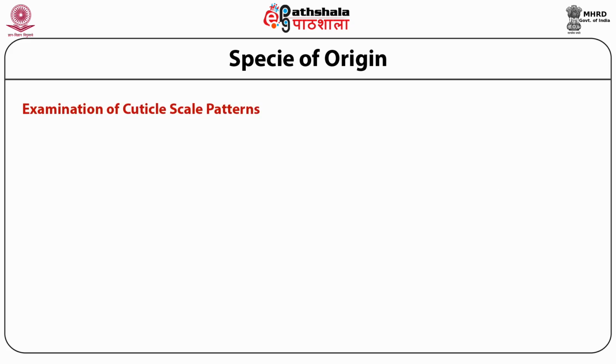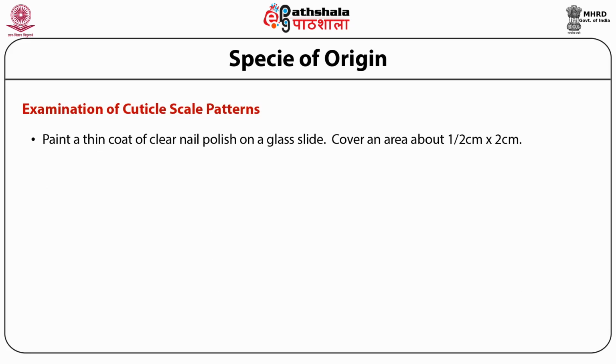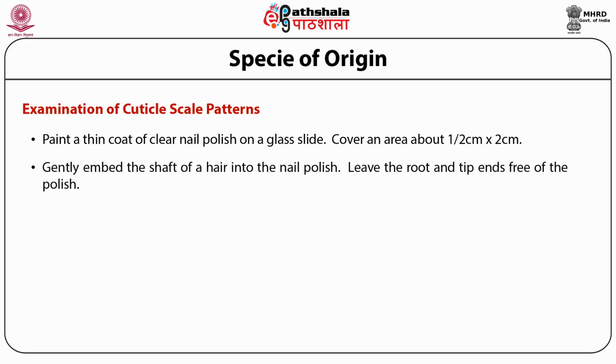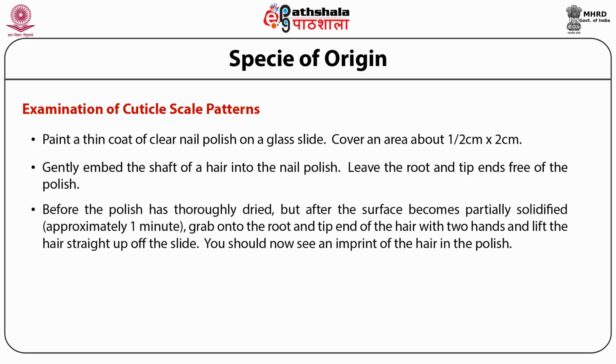Examination of cuticle scale patterns. First, paint a thin coat of clear nail polish on a glass slide. Cover an area about 1.5 cm by 2 cm. Second, gently embed the shaft of a hair into the nail polish. Leave the root and tip ends free of the polish. Third, before the polish has thoroughly dried, but after the surface becomes partially solidified, that is, after 1 minute, grab onto the root and tip end of the hair with two hands and lift the hair straight up off the slide. You should now see an imprint of the hair in the polish.